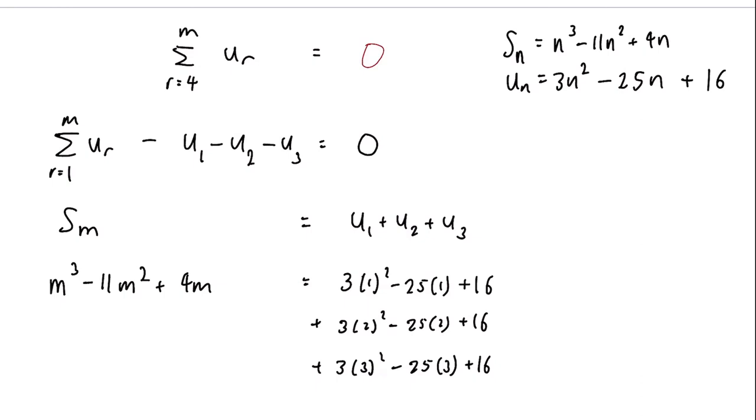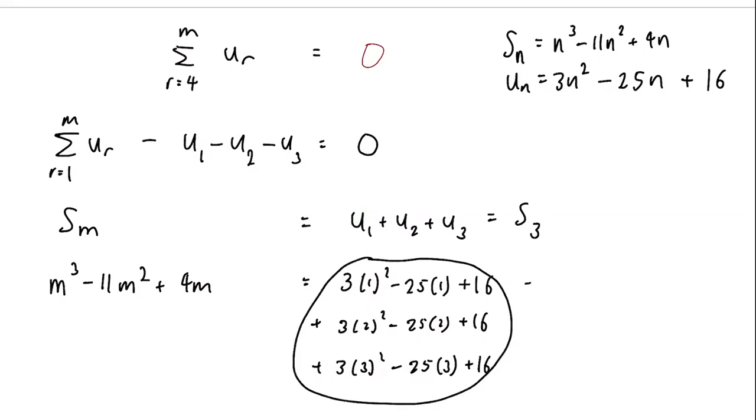What you should realize instead is that over here, u1 plus u2 plus u3, isn't that actually just S3? So actually you didn't have to write this down manually. You already have a formula for S3. I mean Sn. Just have to replace the n with 3. So it's 3 cubed minus 11 times 3 squared plus 4 times 3. Calculate this instead. What do you get?